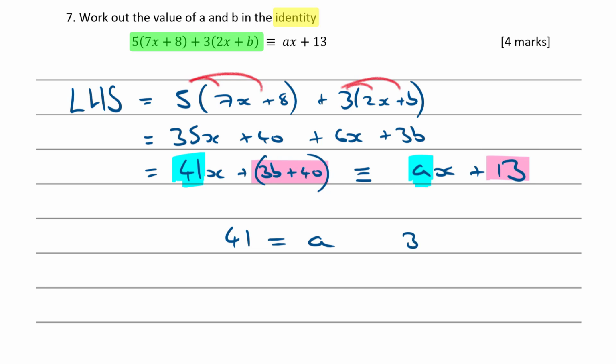So if 3b plus 40 is equal to 13, then rearranging that, subtract 40 from both sides, and we're going to get 3b is 13 subtract 40, which is minus 27, and then divide both sides by 3. b is going to be minus 9, then, isn't it? Okay, so a is 41, b is minus 9.